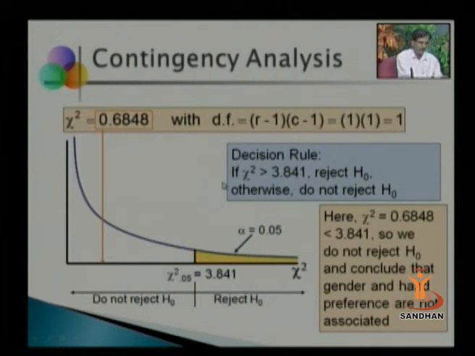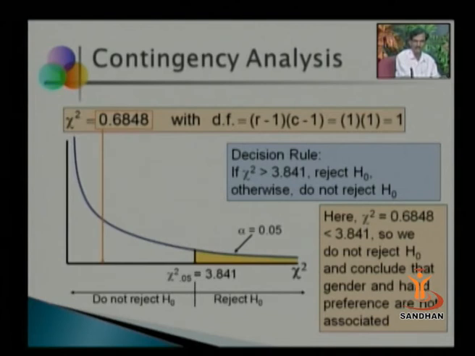So we find the chi-square value. Chi-square with 1 degree of freedom and 0.05 level of significance is 3.841. This shaded region has probability 0.05, that means this is the rejection region, and this is the acceptance region. This is our table value 3.841, and this is our calculated value from the data, 0.6848.